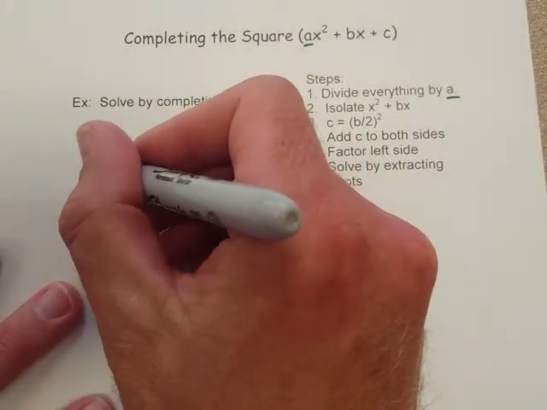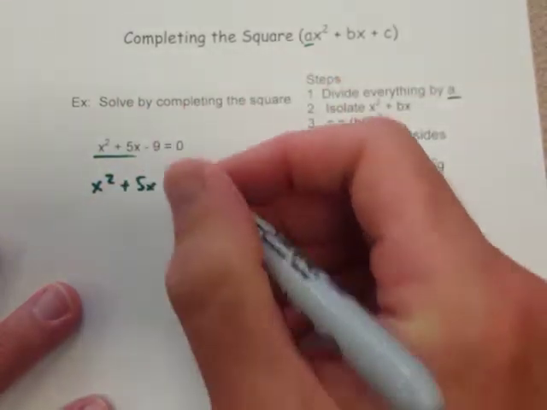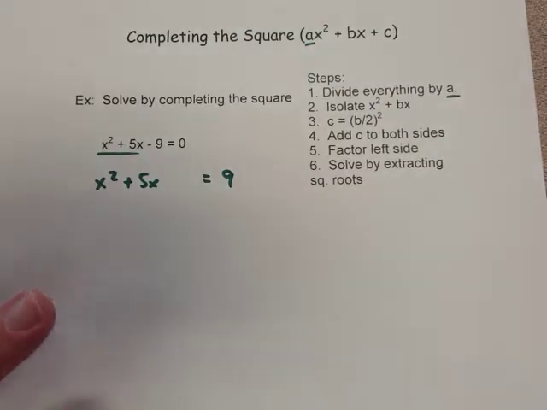So my next step is just going to be x squared plus 5x, and then I'm going to leave a little bit of space and say equal to 9. You'll find out about that little bit of space here in a moment.